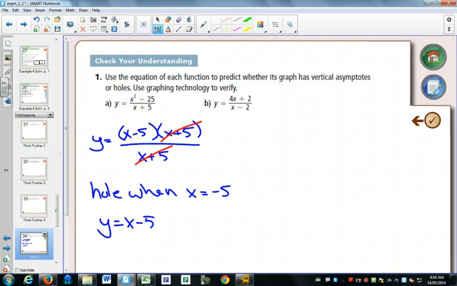What kind of graph is that? Y equals mx plus b. It's just a line. And also, once we've got this, we're going to be able to figure out the coordinates of our hole. We know that the hole happens when x is negative 5. Now it's no longer a non-permissible value when it's a line. And if I plug in minus 5 for x, minus 5 gives me minus 10.